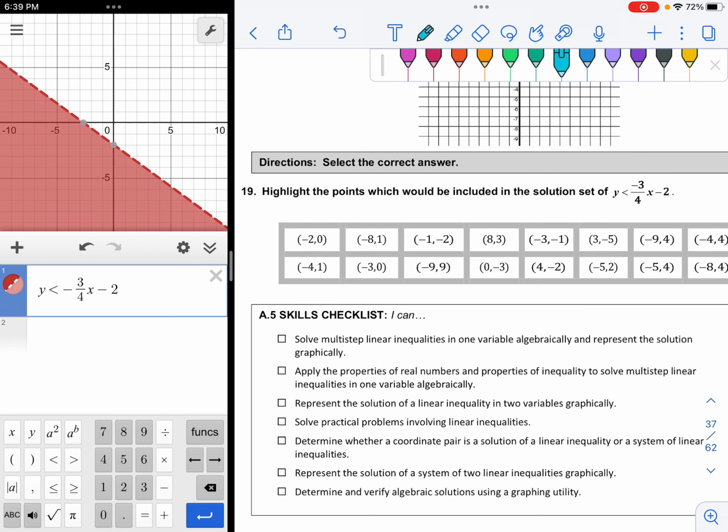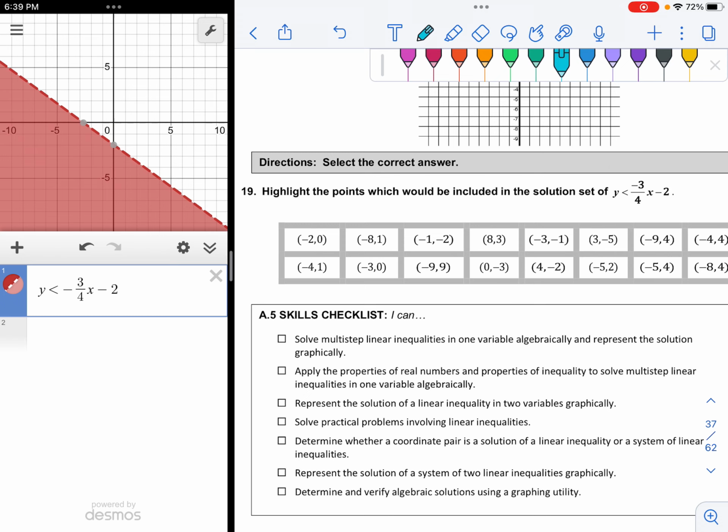We're going to look at these points and see if they're on the graph. Negative 2, 0. When I look at negative 2, 0, that guy is definitely not in the graph. He is outside, so we're going to cross him out. Negative 8 and down 1, that's going to be in the solution. Negative 1 and negative 2 would be in the solution because it's in the shaded region. 8 and 3 would not be in the solution because that's way up in quadrant 1. Get rid of that one.